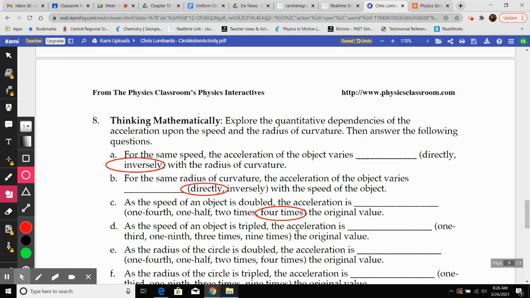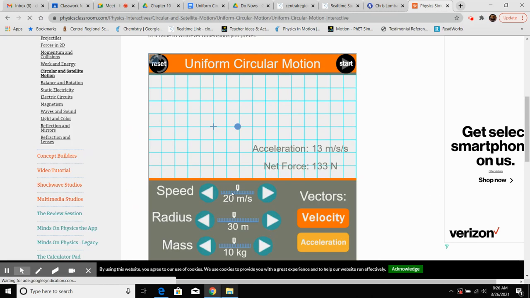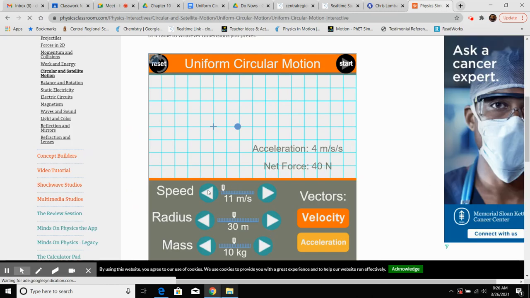As the speed is tripled, the acceleration is what? When we had it at 10, we were at 10 meters per second, and the acceleration was 3 meters per second squared. So what's triple of 10? 30. Let's move this to 30 and see what happens.